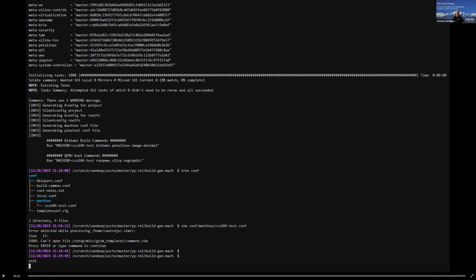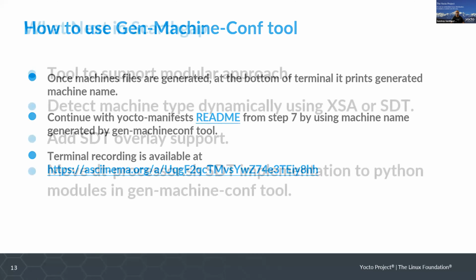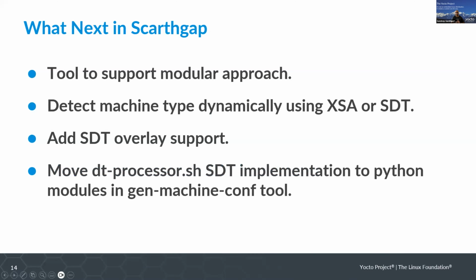Oh, I forgot. I have a last slide. So what is next in the Scarthgap release? The tool will support a modular approach. As of today, we specify the machine name or the SoC family name and use it for each XSA or SDT file. In Scarthgap, the tool will detect this dynamically based on the XSA or the system device tree file.